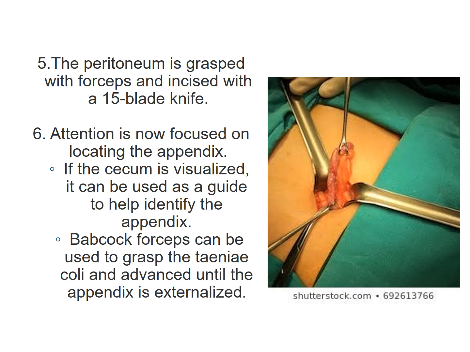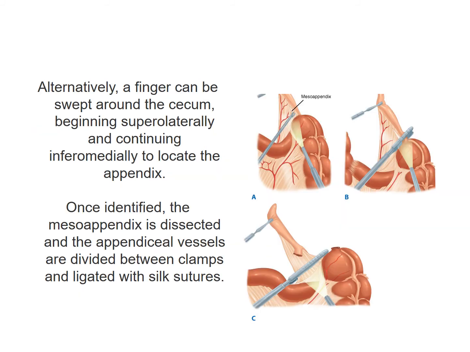Now attention is focused on locating the appendix. The best way to locate the appendix is, if you are able to visualize the cecum, it can be used as a guide to help identify the appendix. Else, follow the taenia coli to where they terminate, and the point where the three taenia coli terminate is the base of the appendix. Use Babcock's forceps to grasp the taenia coli and advance until the appendix is externalized. Alternatively, a finger can be swept around the cecum, beginning superolaterally and continuing inferomedially to locate the appendix.